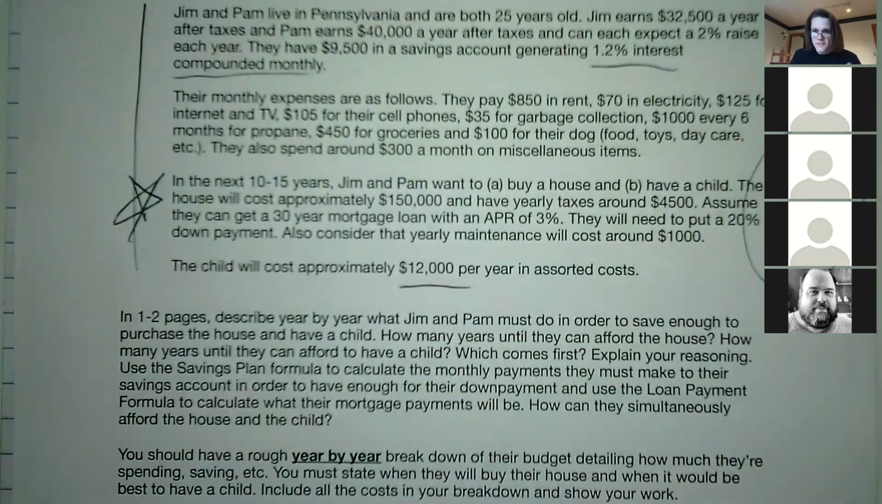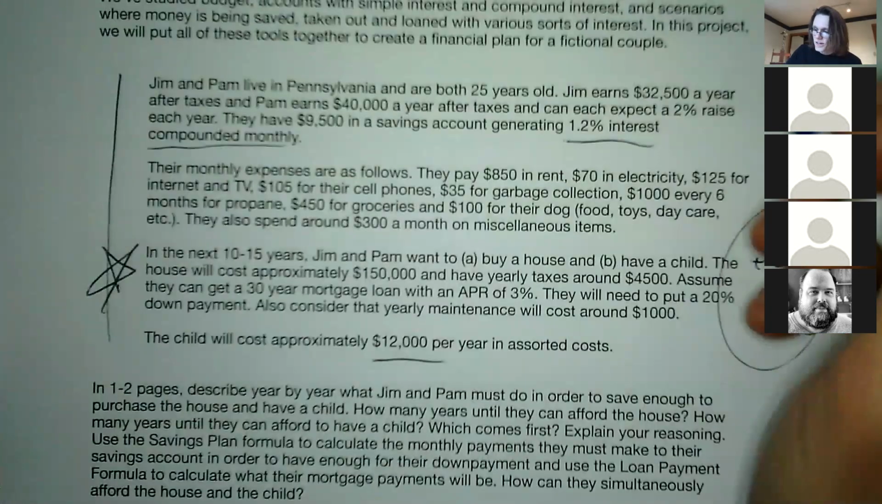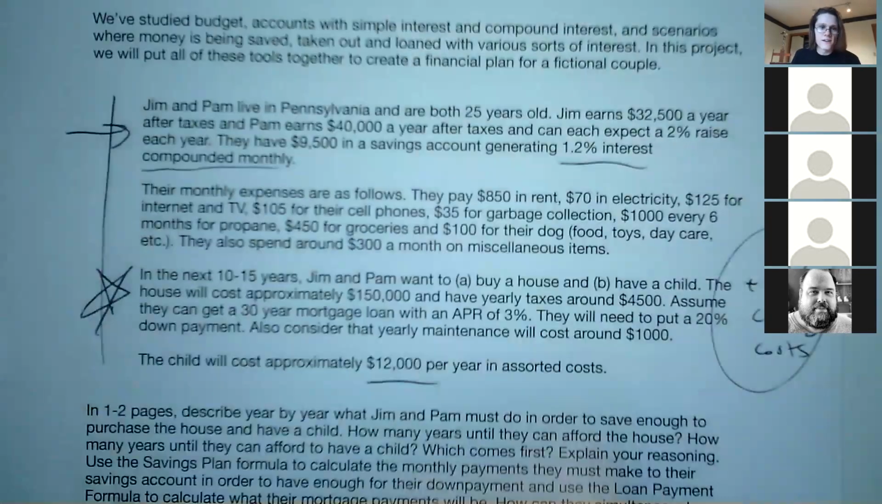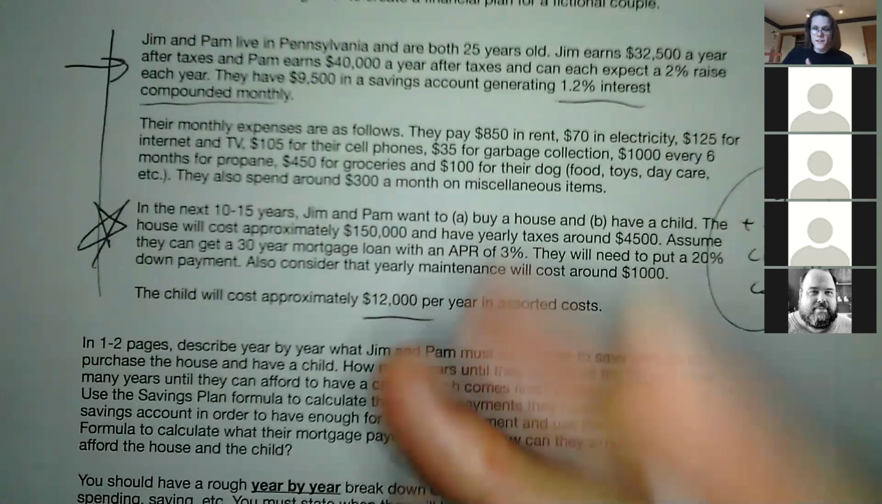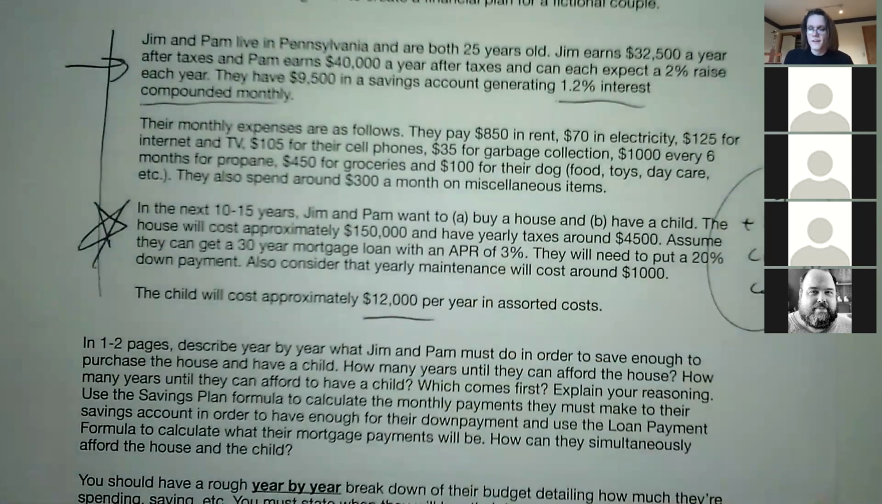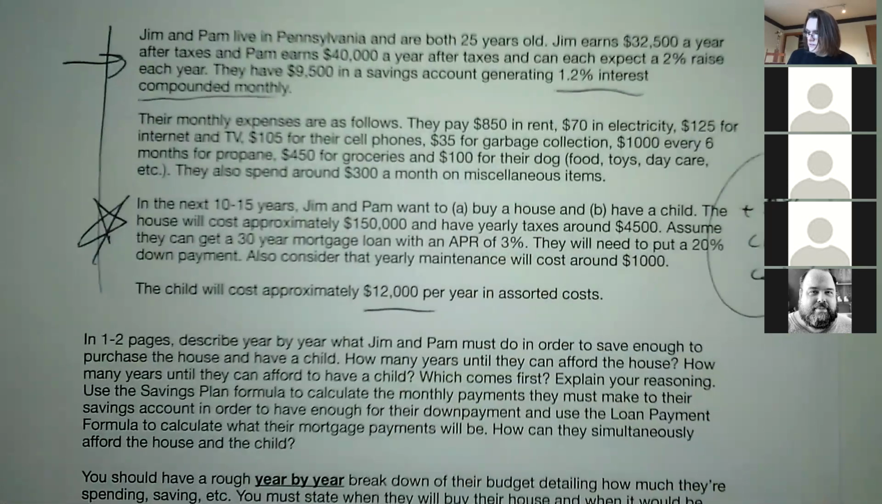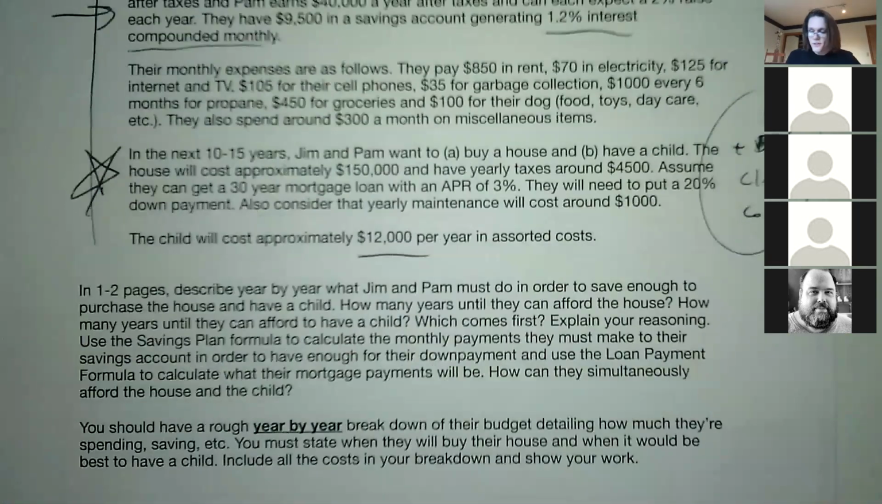And so your job, as I said, is to use what they get every month in salary to figure out how they can do A and B, right? So that's it. And what I want from you, I'll leave it up to you exactly how you format it, but I kind of want a year by year breakdown of what they're doing.